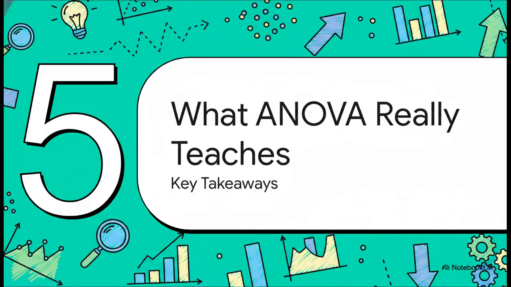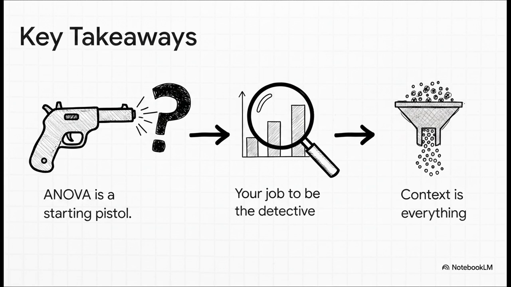So, let's just take a step back for a second and think about what this whole journey just taught us. Not just about ANOVA, but about what it means to analyze data. So what are the big lessons here? First, remember that ANOVA is like a green light. It tells you, go, there's something interesting here, but it doesn't give you a map. Second, you are the detective. The computer gives you clues, but it's your job to piece them together to find the story.